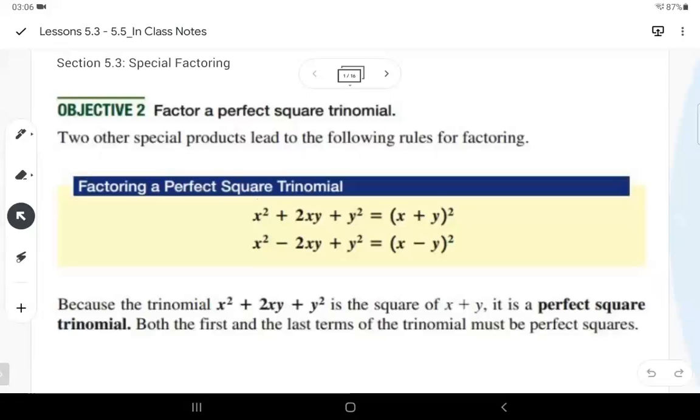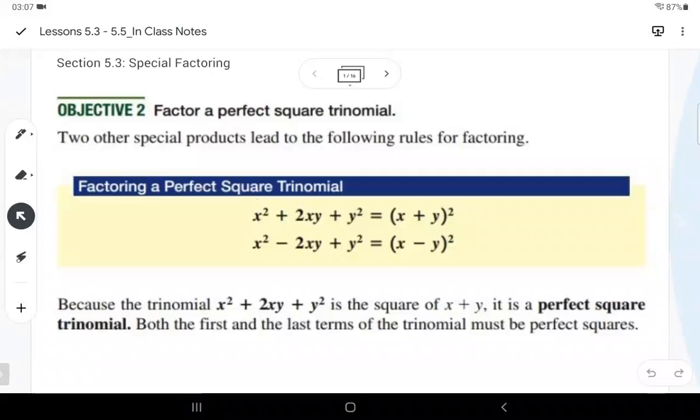Okay, so we're going to wrap up chapter 5 video. What we're going to start with is section 5.3, special factoring. Special factoring because what we have here are basically formulas that you'll need to have memorized for your test. What you can see here is that they're discussing factoring a perfect square trinomial.